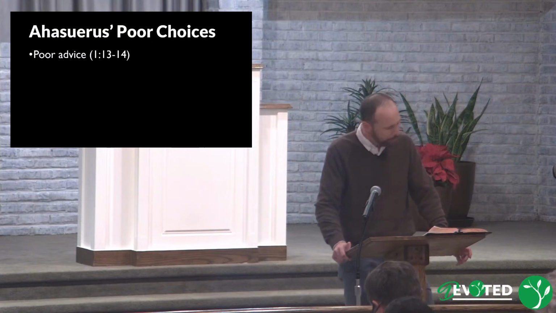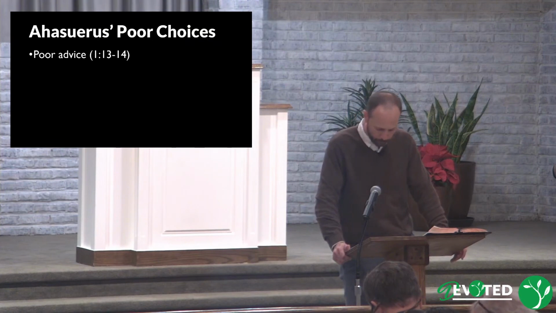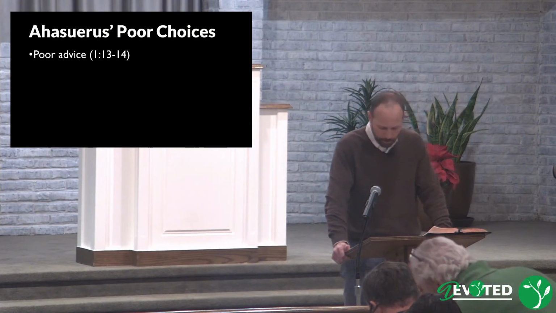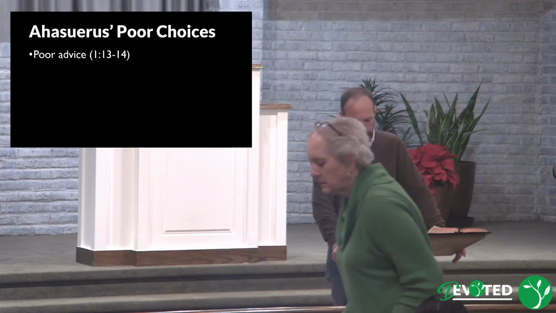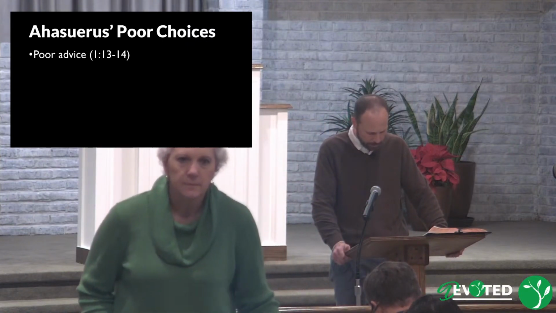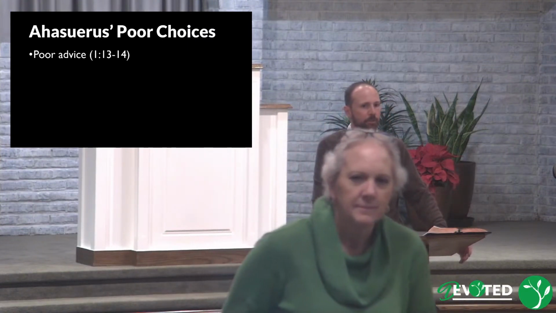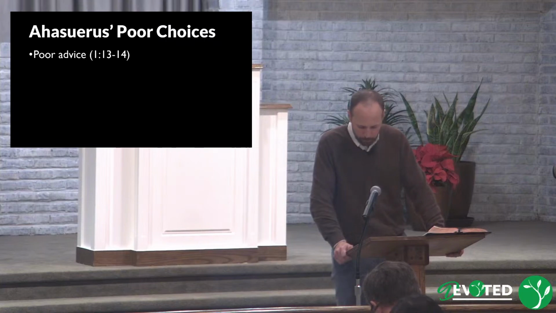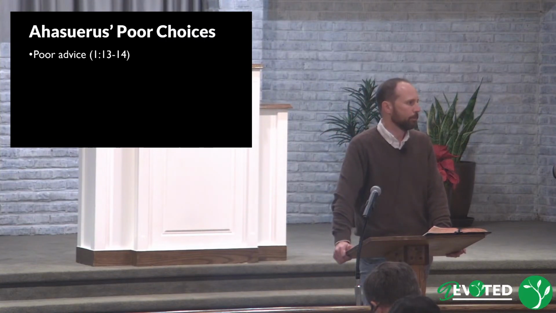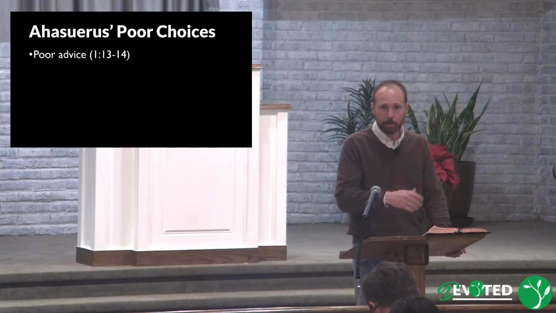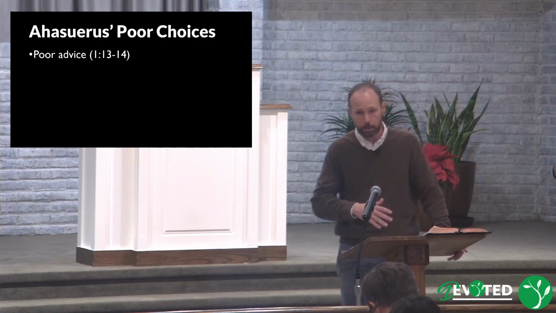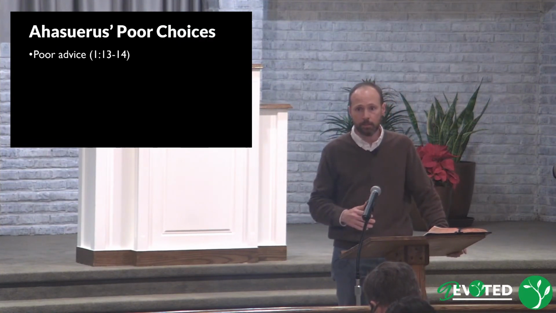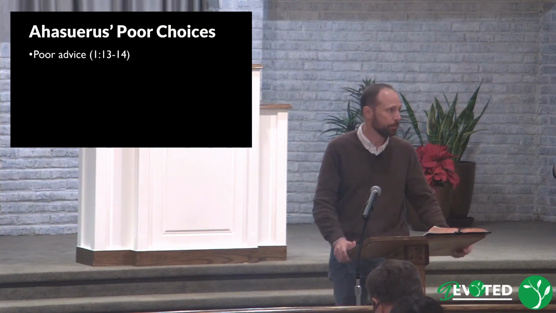He has 7 advisors. Verse 13 calls them wise men. Verse 14, they're referred to as princes. They were called upon to give advice to the king on how to handle this situation with Vashti. And 4 things are said about them in verses 13 and 14. Number 1, they were experts in the Persian laws and customs. So as we've already talked about, Persian law, irrevocable, can't be changed. So you need somebody who stays on top of those things.